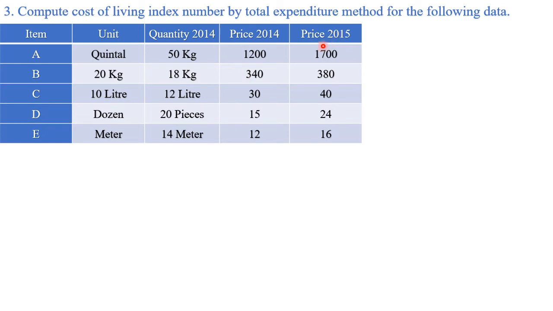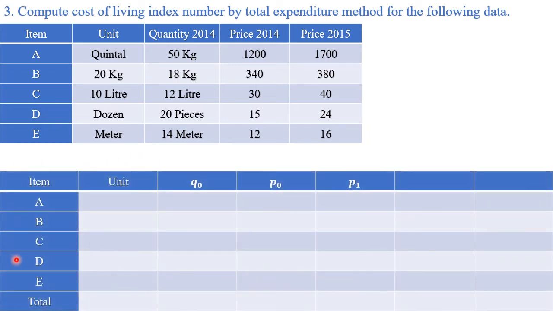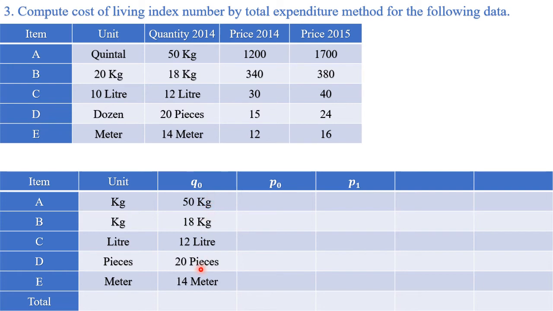The prices are given, the quantity of base year is there. Naturally we are going to use the last year's method here, that is P1 Q0 upon P0 Q0. But before that we need to recreate the whole table. The units will be converted into kg, liter, pieces and meter. As you can see, the quantity of 2014 I have written as Q0, price of 2014 I have written as P0, and price of 2015 I have written as P1. Next, I will write down the quantities as they are without changing anything. We don't need to change anything here.